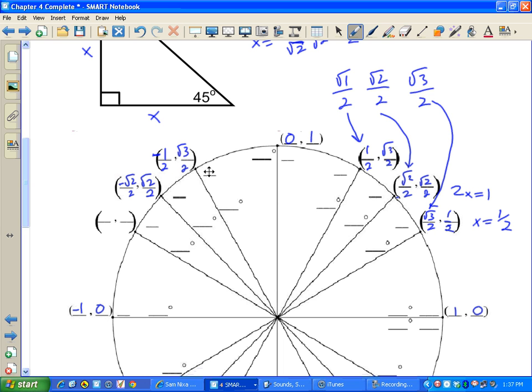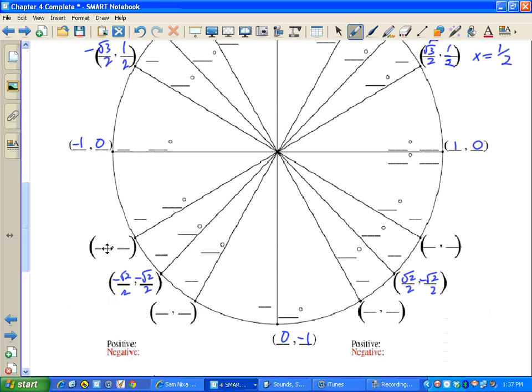I filled this one in. It's over a little further. It's up a little bit less. So bigger than this, less than this. The last one, I'm going over the most in the negative direction. I'm going up the least in a positive direction.